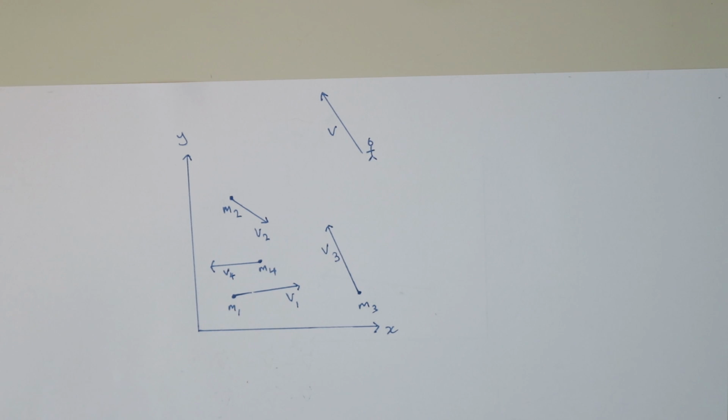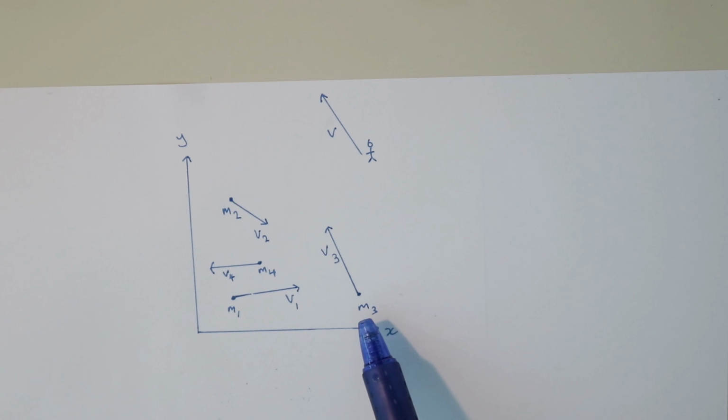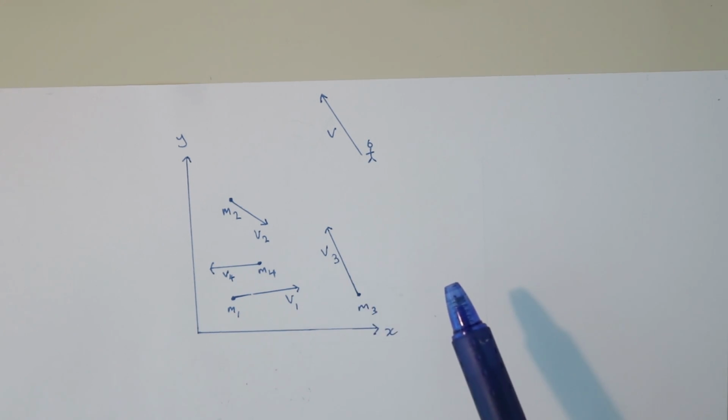Now what I want to do is look at how this subtraction, which is actually called a Galilean transform, affects the momentum and kinetic energy of a group of particles. So you can see here I've drawn 4 particles, but there's nothing special about the number 4.